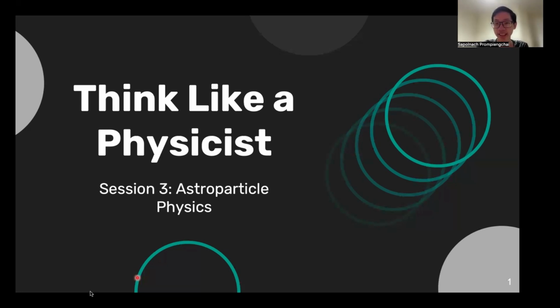For today's session in Astroparticle Physics, she will take us through the exciting topic of the mysterious invisible thing called dark matter. So what exactly is dark matter? How do we know dark matter really exists? Can we detect dark matter? And if so, how do we detect it?